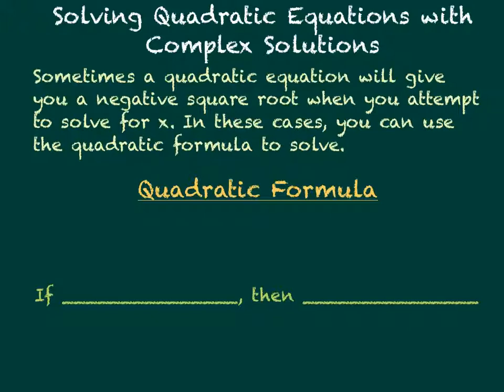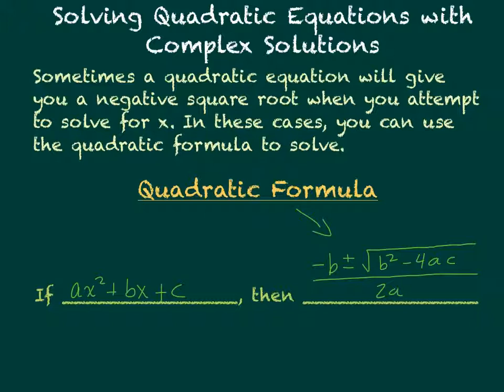The quadratic formula states that if you have an equation ax squared plus bx plus c, then x equals negative b plus or minus the square root of b squared minus 4 times a times c, divided by 2a. That's the case. So that is what we call the quadratic formula. So if we just put all our numbers in for that, then we can solve any quadratic equation.